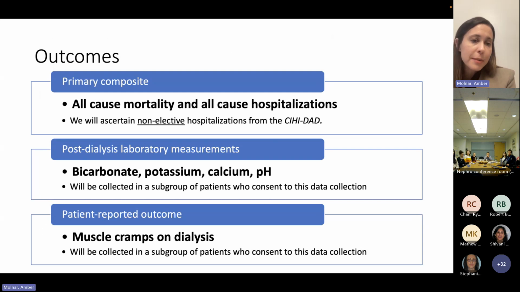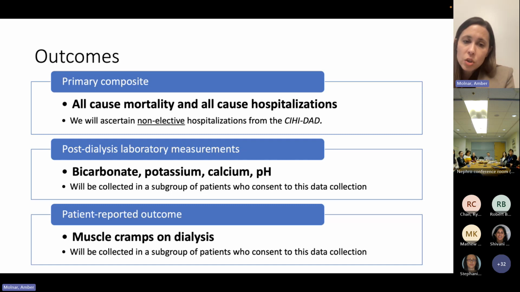So our outcomes, as I mentioned, our primary composite is all-cause mortality and all-cause hospitalizations. With this being a pragmatic trial, not only will this be largely integrated into clinical care, but the baseline characteristics of patients and most of our outcomes will be collected using administrative healthcare data. Both mortality and hospitalizations can be determined using ICES data, specifically the CIHI-DAD database.